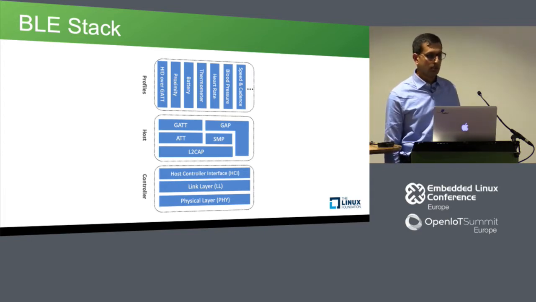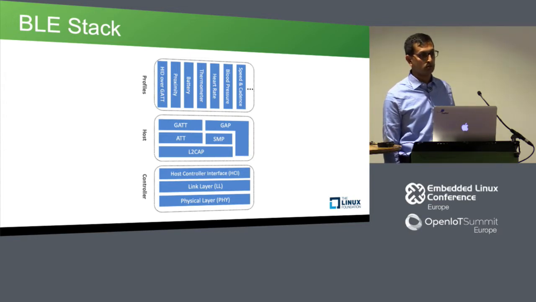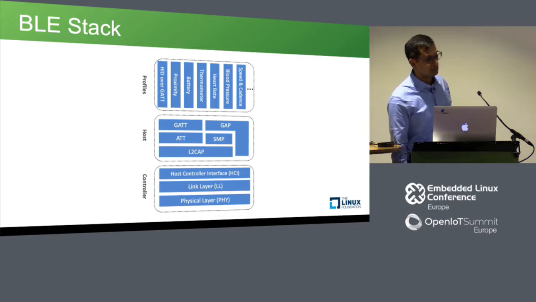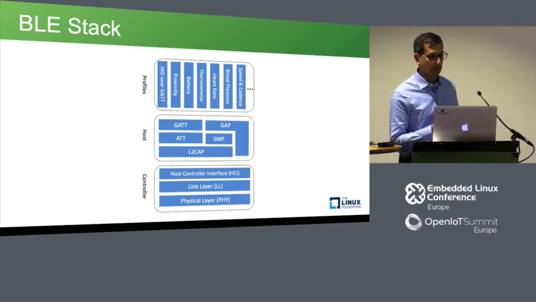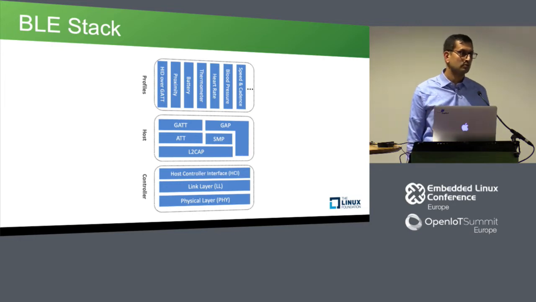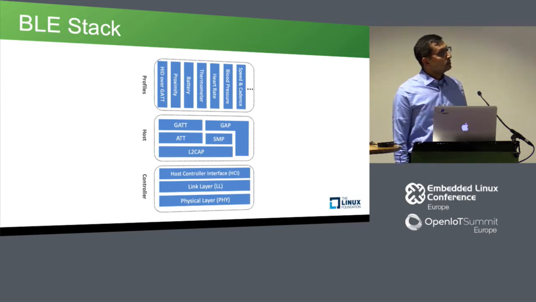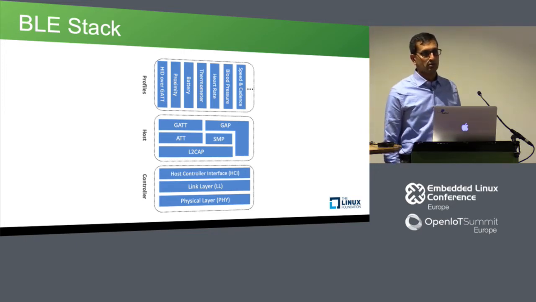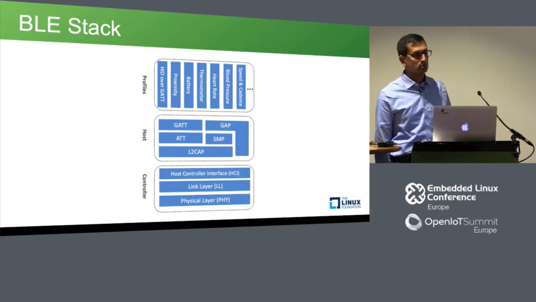So, GATT is used by your keyboard and mouse, proximity tags. Of course, the keyboard and mouse will have batteries, so then you have a battery profile to exchange the battery level and so on and so forth. There's temperature, heart rate, blood pressure, and yeah, now there are tons of them. So on top of this, you have your unique application, how you would differentiate from your competitors.